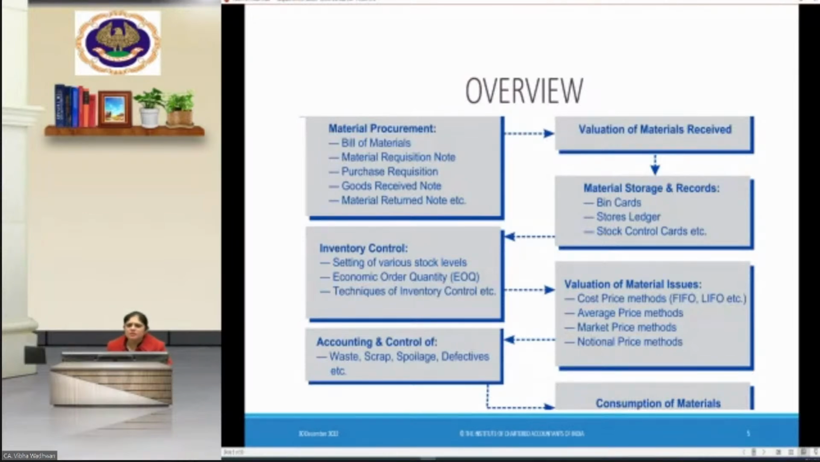Then when the material is received at the factory gate by the receiving department, we value the material received. So valuation of material received is also very important. The cost of the material is not only the purchase price, but it also includes every other charge which the buyer must have paid. That's why valuation of material includes every other cost or expense which the buyer must have paid. After the valuation, of course, we store the material. So material storage will be part of the inventory.